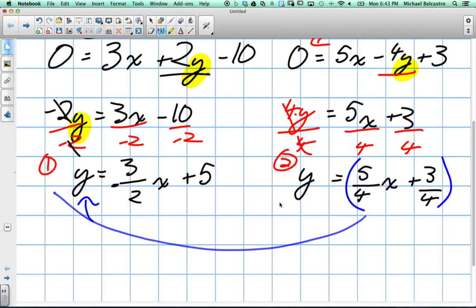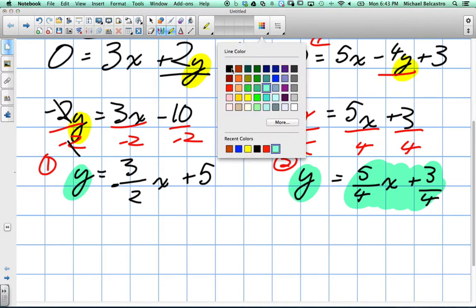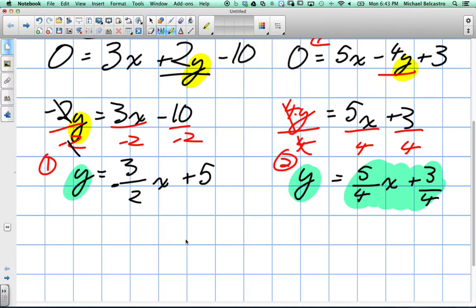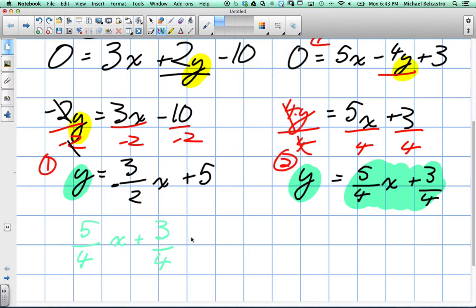So there'll be no y's left. Maybe with a highlighter that'll make a little more sense. We're going to take this y value, and replace this y value over here with all of this. We could have technically done it the other way; it'll look the exact same. So I'm going to write 5 over 4x plus 3 over 4. Can you read this? We'll change the black in a second. So we replaced y with this, which is equal to negative 3 over 2x plus 5.